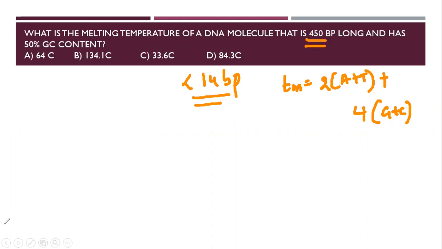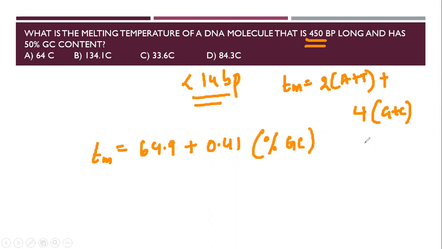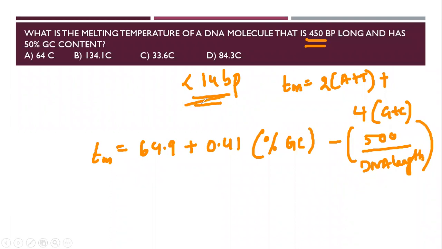450 base pair. Then you need to use another formula, that is Tm is equal to 64.9 plus 0.41 into percentage of GC minus 500 divided by DNA length. Is it clear? You use the first formula when the base pair is less than 14, and if it is more than 14 base pair, then you need to use this formula.